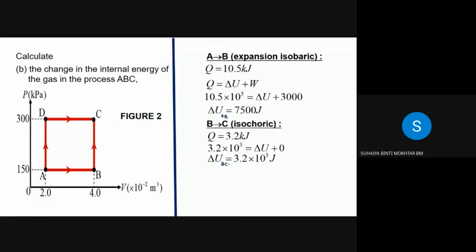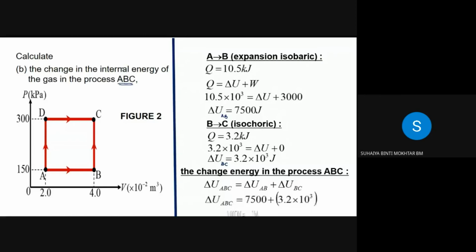So, okay, the next process ABC. UAB plus UBC, so you can determine delta UABC. Okay, delta UABC, we get 10,700 joule.